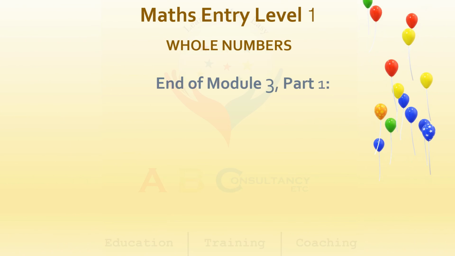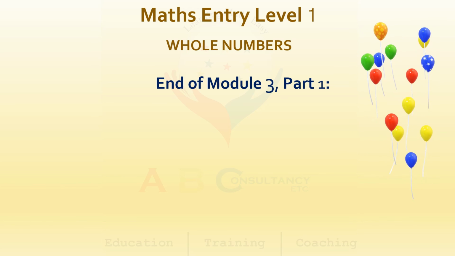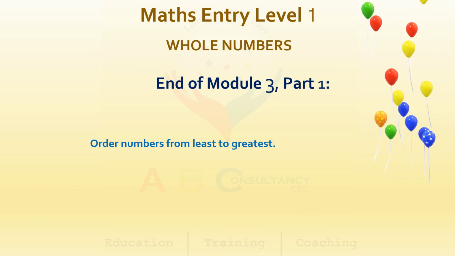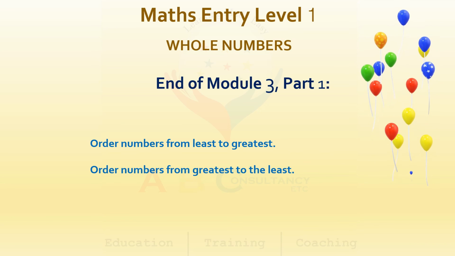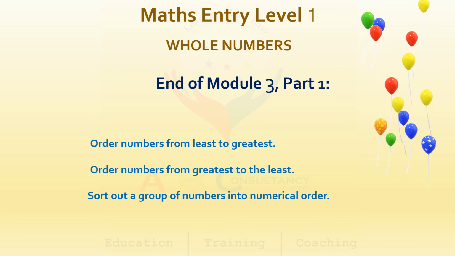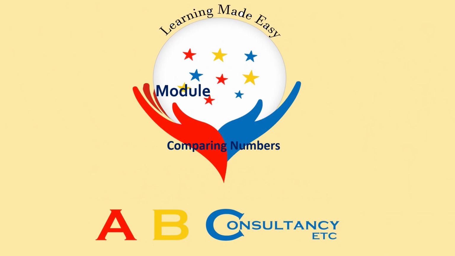End of Module 3, Part 1. You are now able to order numbers from least to greatest, order numbers from greatest to the least, sort out a group of numbers into numerical orders. This is the end of this session. Next session is compare numbers 0 to 9.